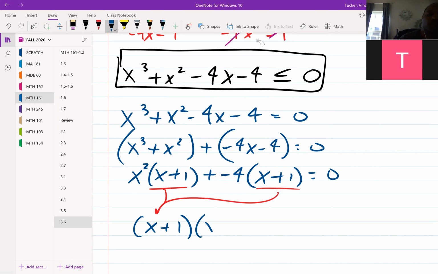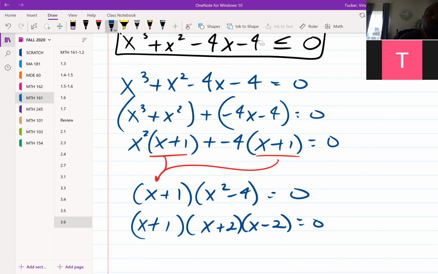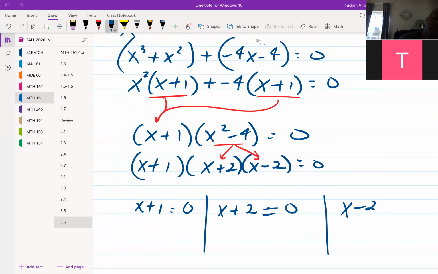Now you're left with x squared minus 4. Finish off the factoring by factoring the difference of squares. X squared minus 4 is x plus 2, x minus 2. And that'll be x plus 1 equal to 0, x plus 2 equal to 0, and x minus 2 equal to 0.